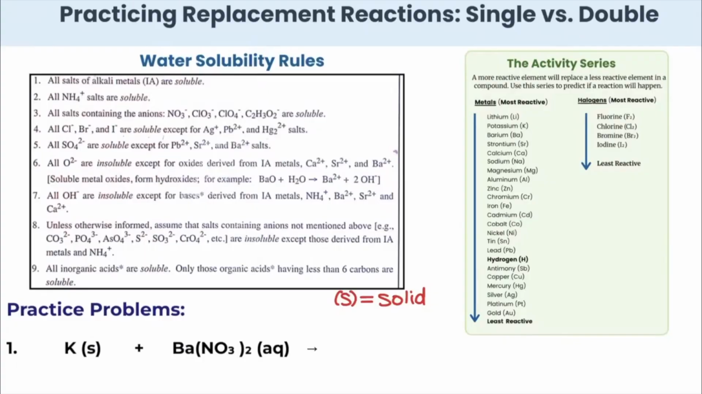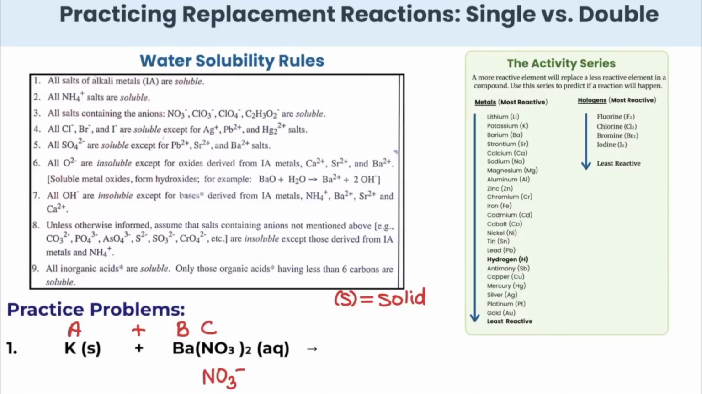So here we have potassium reacting with barium nitrate. And first, I want you to identify the reaction type. And you see, I recognize this as a single replacement reaction because we have our A, our potassium, reacting with BC. Our B is our barium and our C is our nitrate. Remember, nitrate exists as NO3 with a -1 charge. It is a polyatomic ion, specifically an oxyanion. And remember, we treat polyatomic ions as one unit. So that's our C.